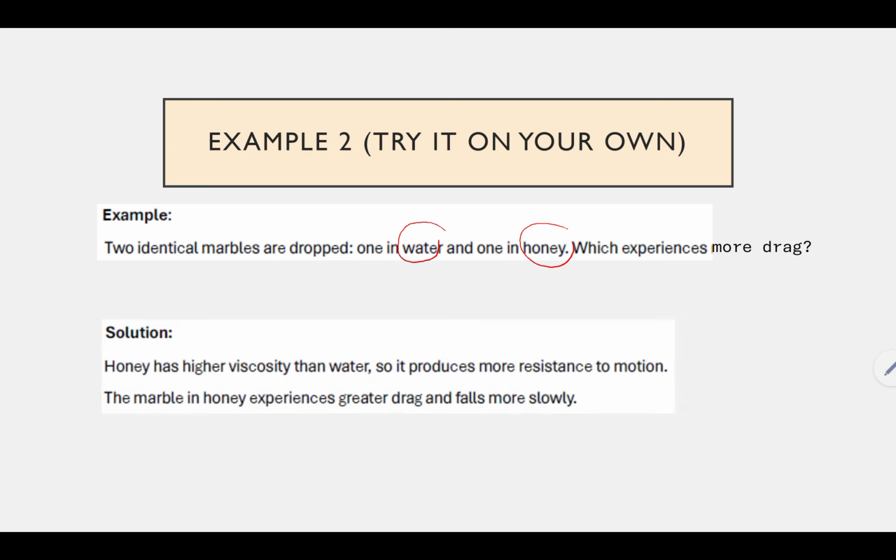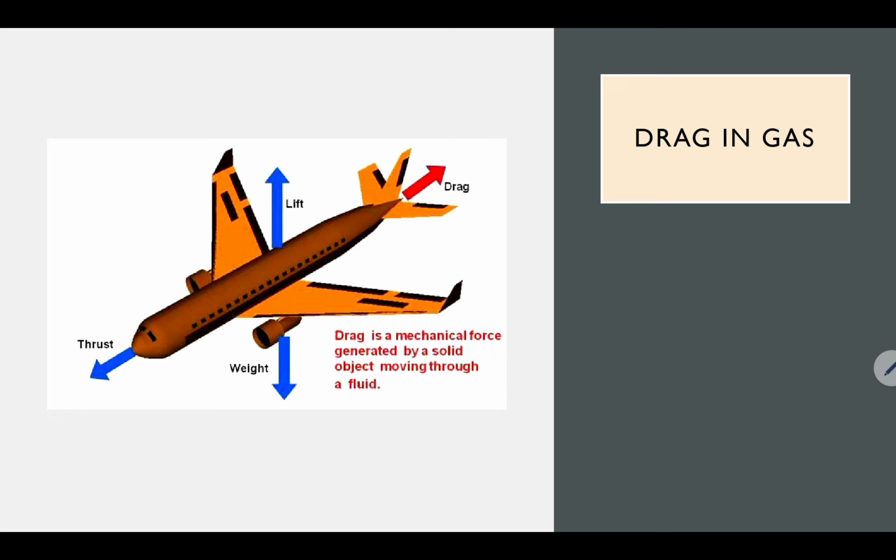So honey has higher viscosity than water, so it produces more resistance to motion. The marble in honey experiences greater drag and hence it falls more slowly. Finally, let's talk about dragging gas. You need to know, of course, the names of the forces.